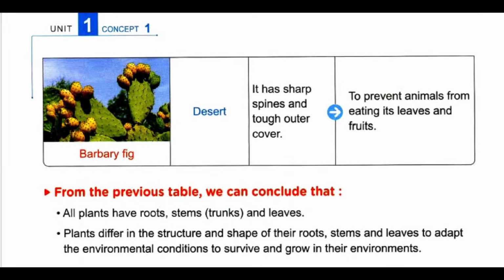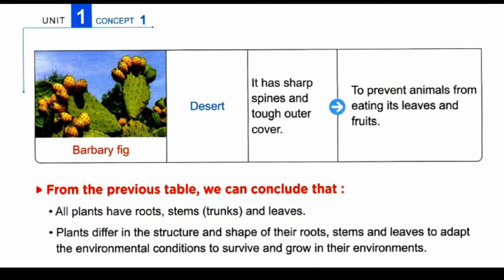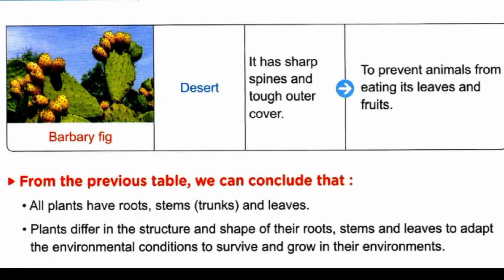The last example that we have in this lesson is Barbary fig. Its habitat is desert. Structural adaptation: it has sharp spines and tough outer cover to prevent animals from eating its leaves and fruits. From the previous table, we can conclude that number 1, all plants have roots, stems, trunks, and leaves. Number 2, plants differ in their structure and shape of their roots, stems, and leaves to adapt the environmental conditions to survive and grow in their environments.